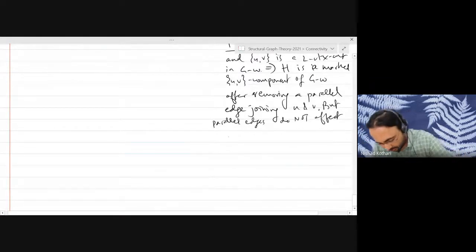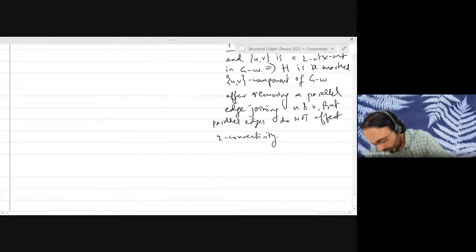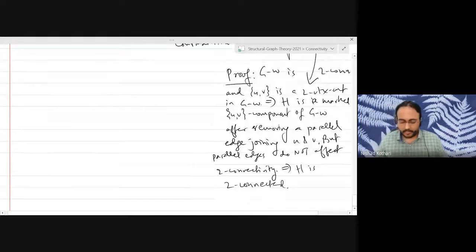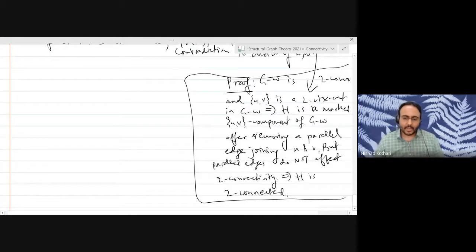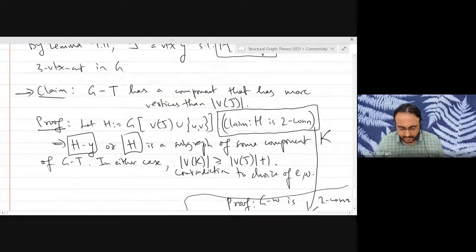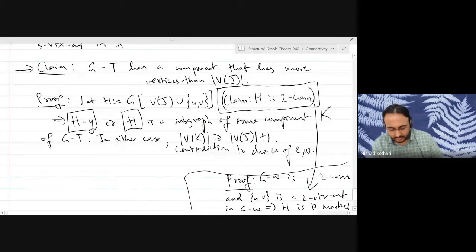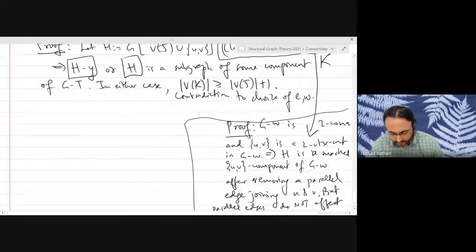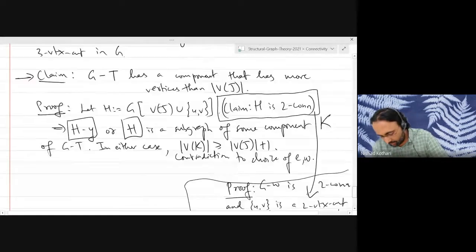This implies that H is 2 connected. So that proves this claim that the red subgraph is 2 connected, and once we know that, we can complete the rest of the proof as we have done here. So this finishes the proof of Thomason's theorem.